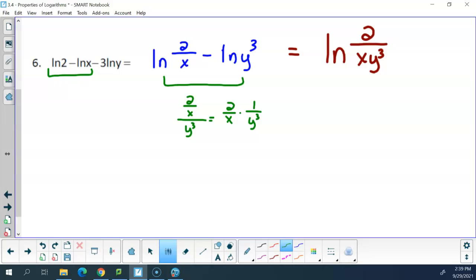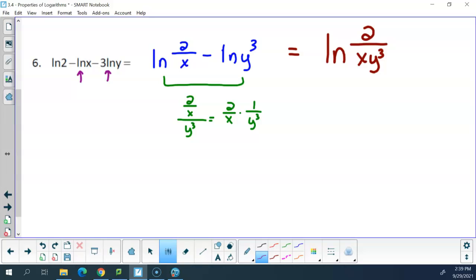Okay? Or another way of thinking of it is because this one here is being subtracted, it's got to go on the bottom because of the quotient rule.